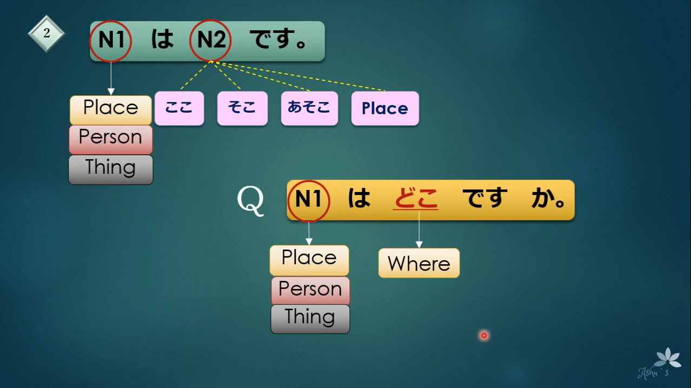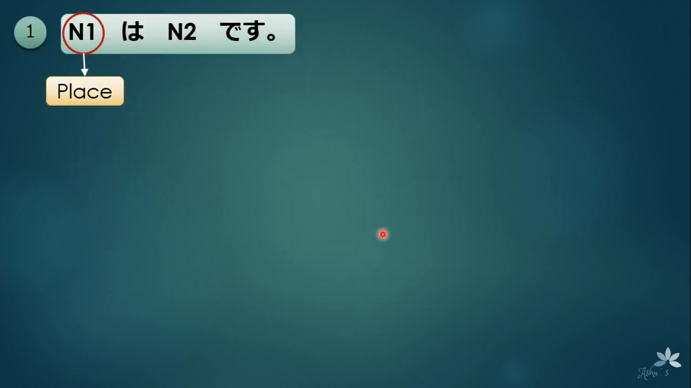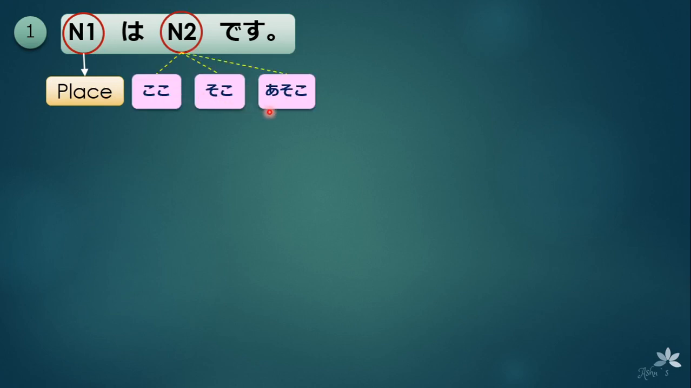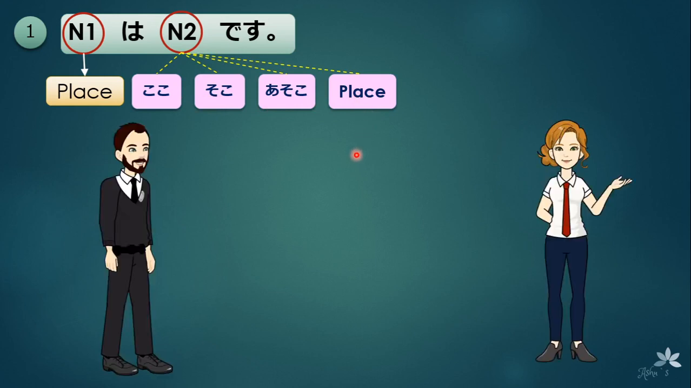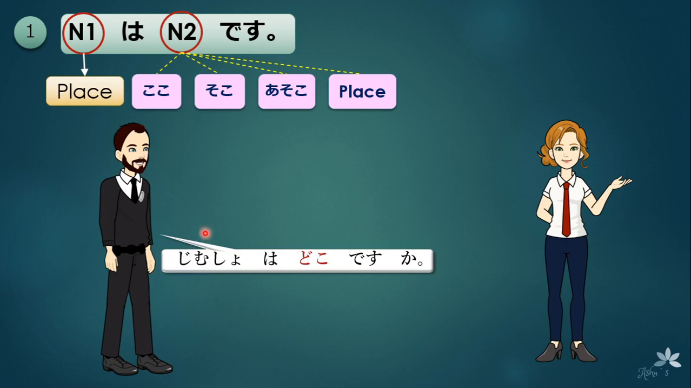Let's understand with some examples. Now, when N1 is a place, N2 can be koko, soko, asoko, or some other place. Now he's asking, Jimusho wa doko desu ka? Jimusho means office and doko means where. So he's asking, where is the office?